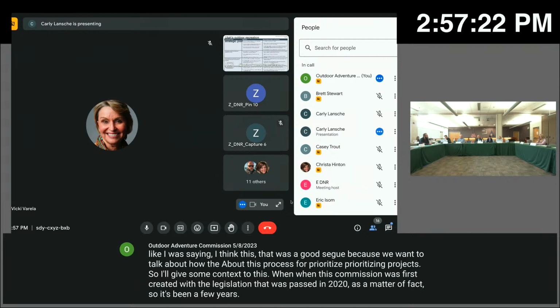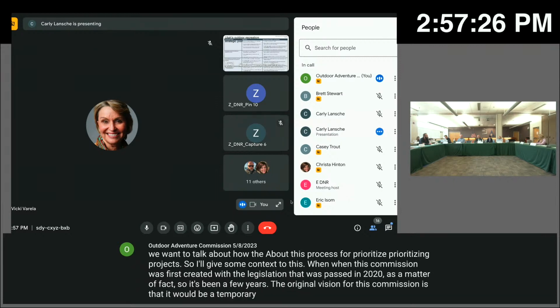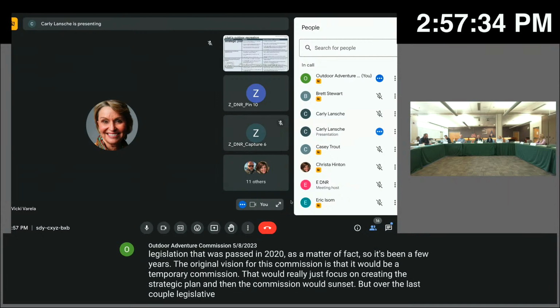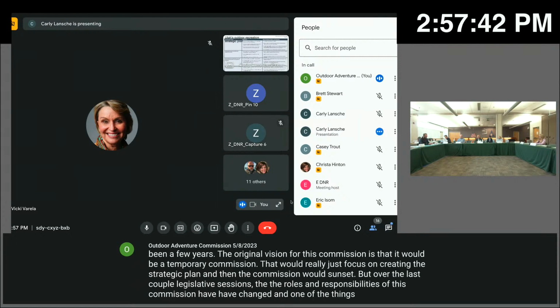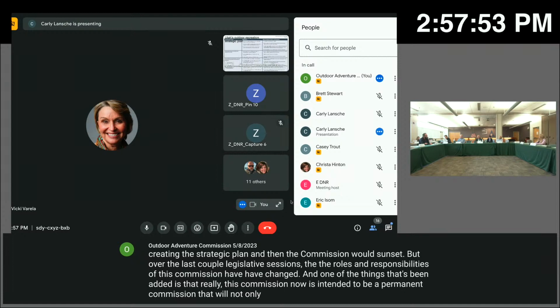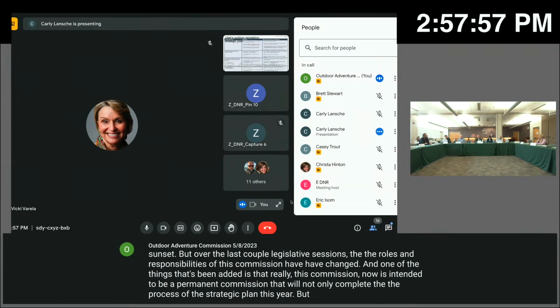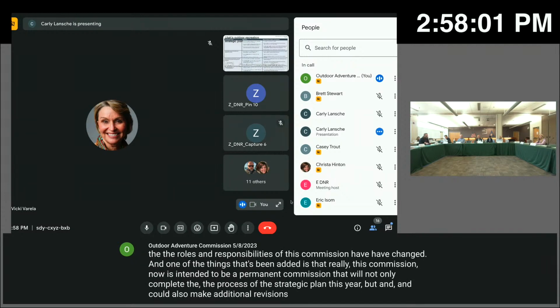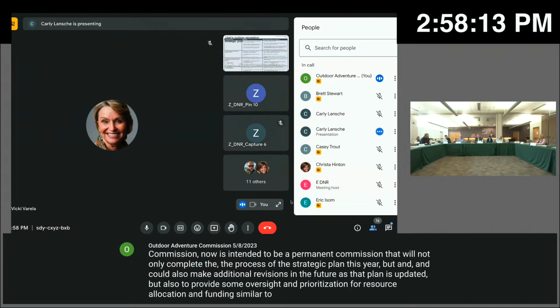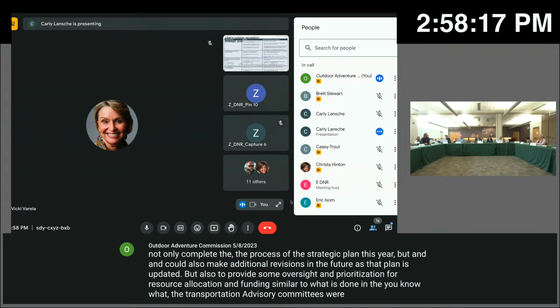The original vision for this commission is that it would be a temporary commission that would really just focus on creating the strategic plan, and then the commission would sunset. But over the last couple of legislative sessions, the roles and responsibilities of this commission have changed, and one of the things that's been added is that this commission now is intended to be a permanent commission that will not only complete the process of the strategic plan this year, and could also make additional revisions in the future as the plan is updated, but also provide some oversight and prioritization for resource allocation and funding, similar to what is done with the transportation advisory committees where transportation projects are evaluated and prioritized.